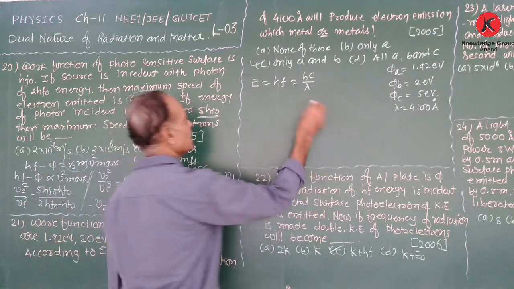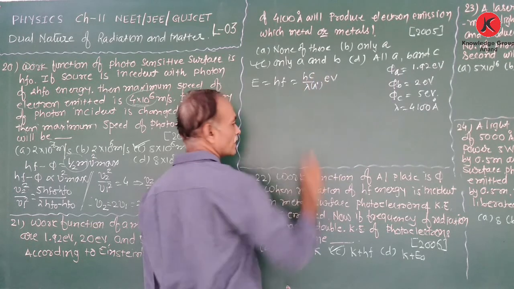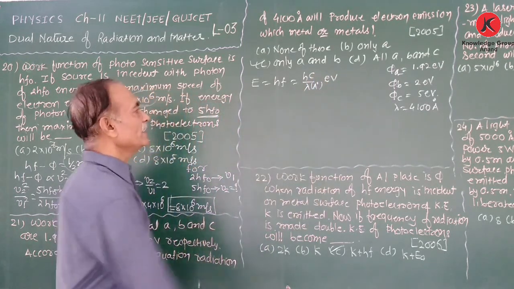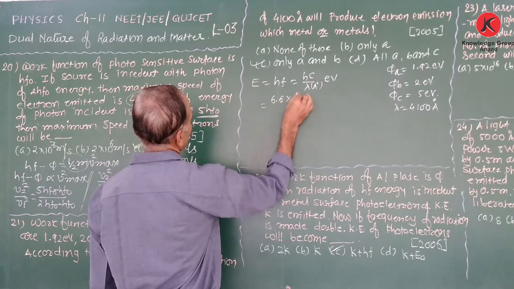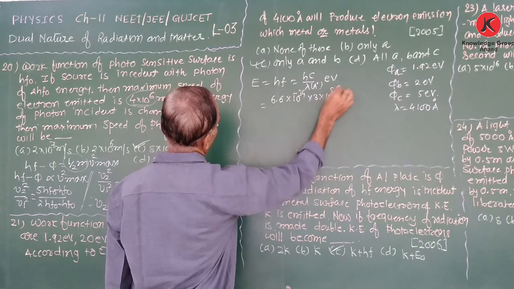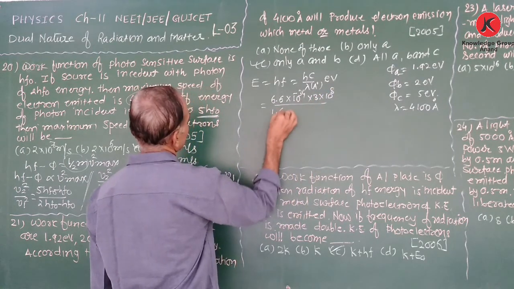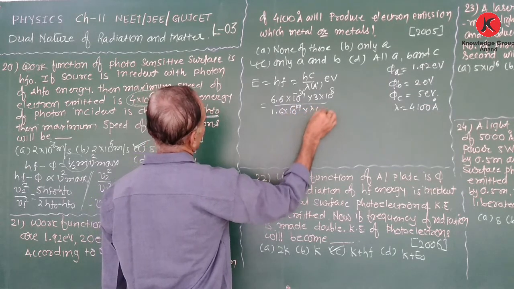Here lambda we take in angstrom, therefore the energy is in electron volt. Substitute the value of Planck's constant 6.6 × 10^-34, c as 3 × 10^8, upon 1.6 × 10^-19 times lambda, as it is in angstrom.